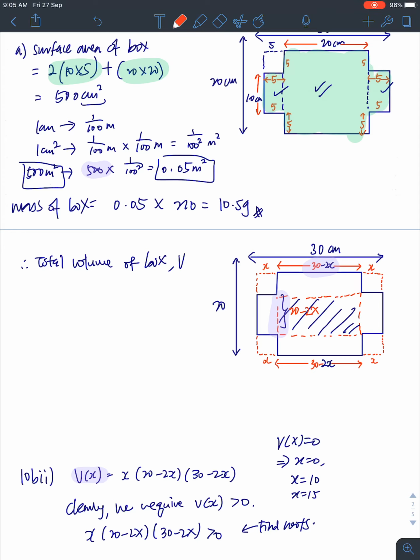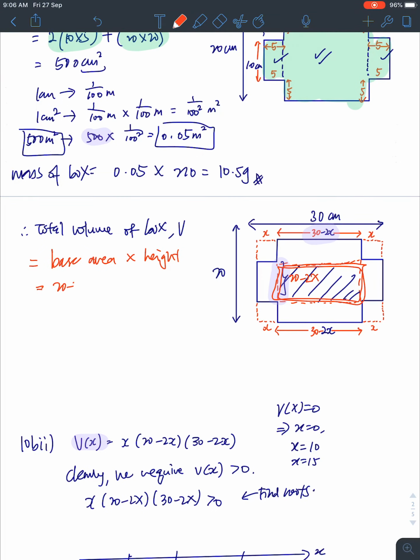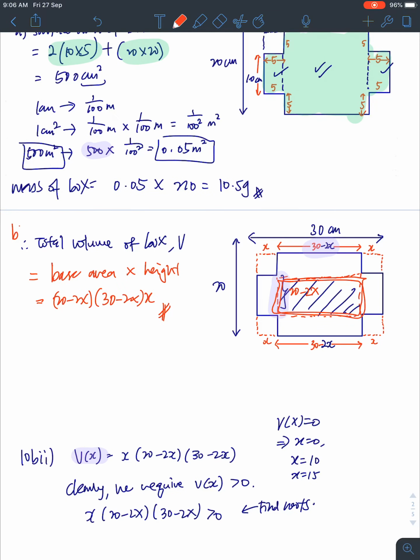The total volume of the box is simply the base area of the box multiplied by the height. The base area is simply given by this rectangle in the center. So that would be base area multiplied by height. The base area is 20 minus 2x by 30 minus 2x. Finally, multiplying by the height gives us our desired answer for B part 1.